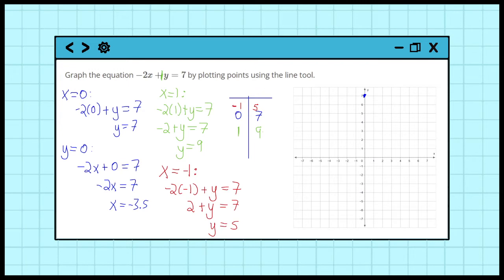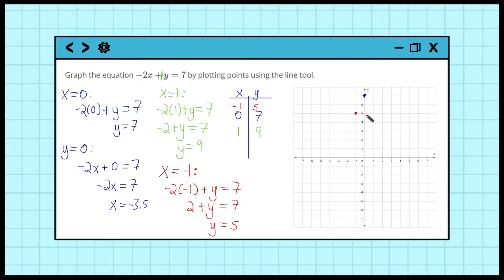And then what you'll notice though is that this is now a point that's relatively easy to plot. This negative 1, 5. So I can go left 1 and up 5. So again, remember, if you ever find something that's a decimal or a fraction, this is how you find an additional point with a whole number.